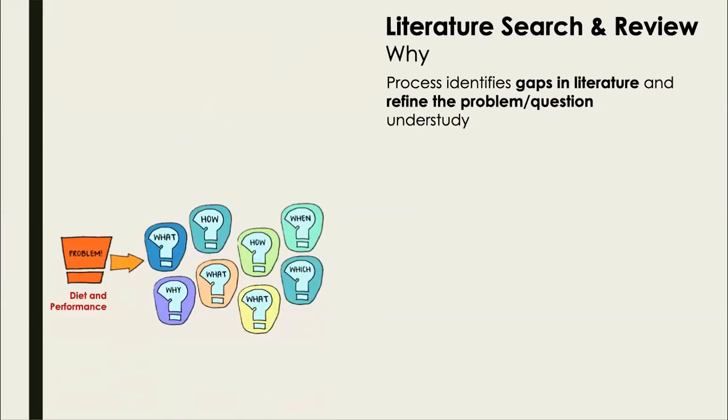So what is the point of conducting a literature search and review? We're really going to identify gaps in the literature, and we're going to create a problem or question that we want to identify. So for example, we're going over our problem of diet and performance. There's so many questions we could come up with. What are the differences between a vegan and non-vegan diet? How are animal and plant proteins different? What amino acids stimulate muscle growth? So we really want to do a literature review to narrow this down to what question we really want to answer.